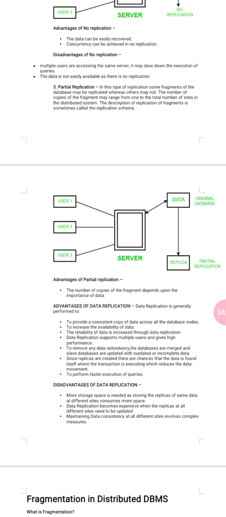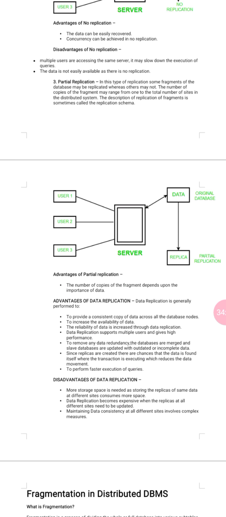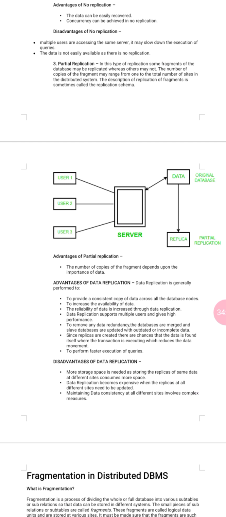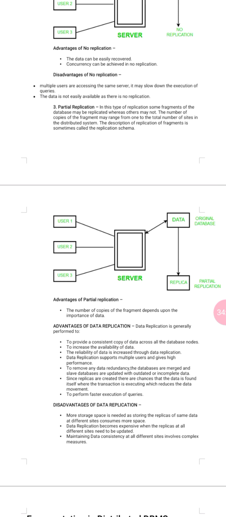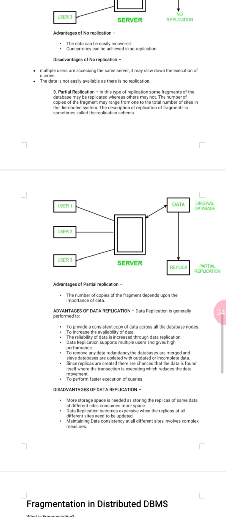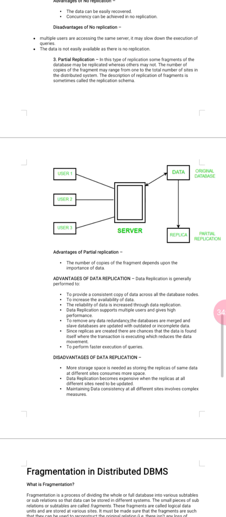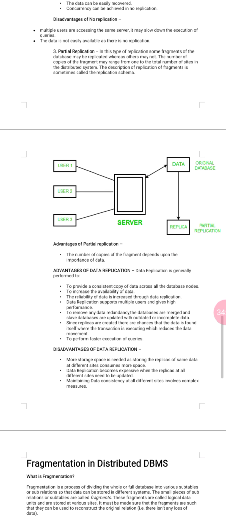Third is partial replication. In this type of replication, some fragments of the database may be replicated, whereas others may not. The number of copies of the fragments may range from 1 to the total number of sites in the distributed system. The description of the replication of fragments is sometimes called the replication scheme.